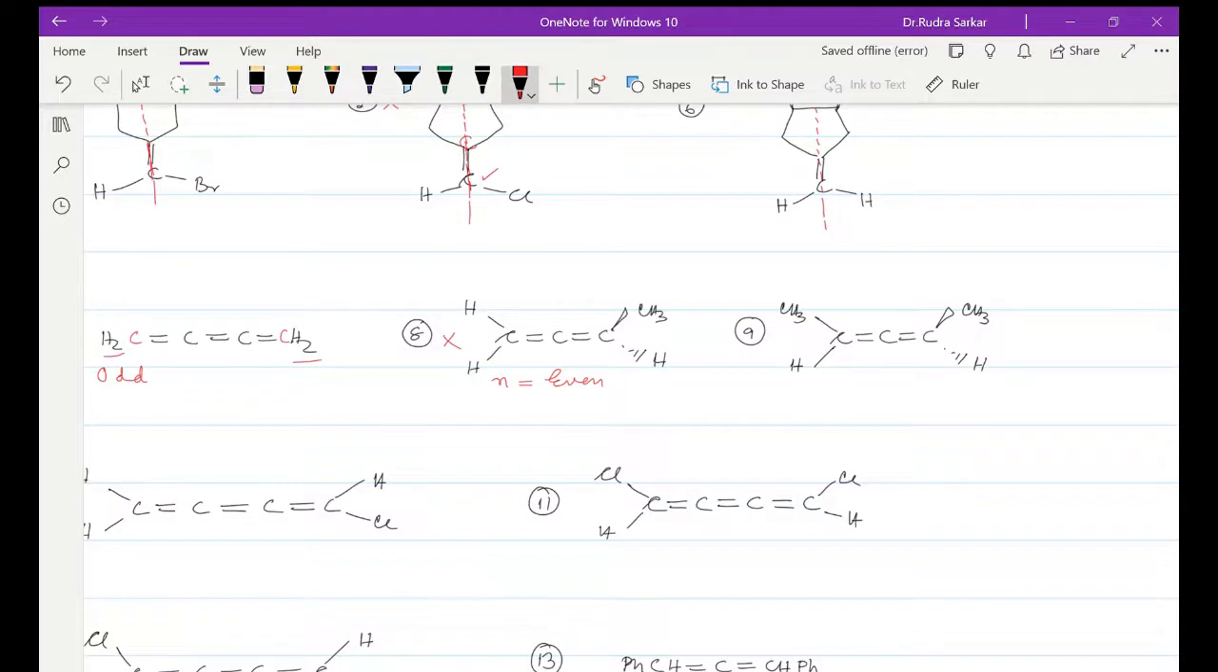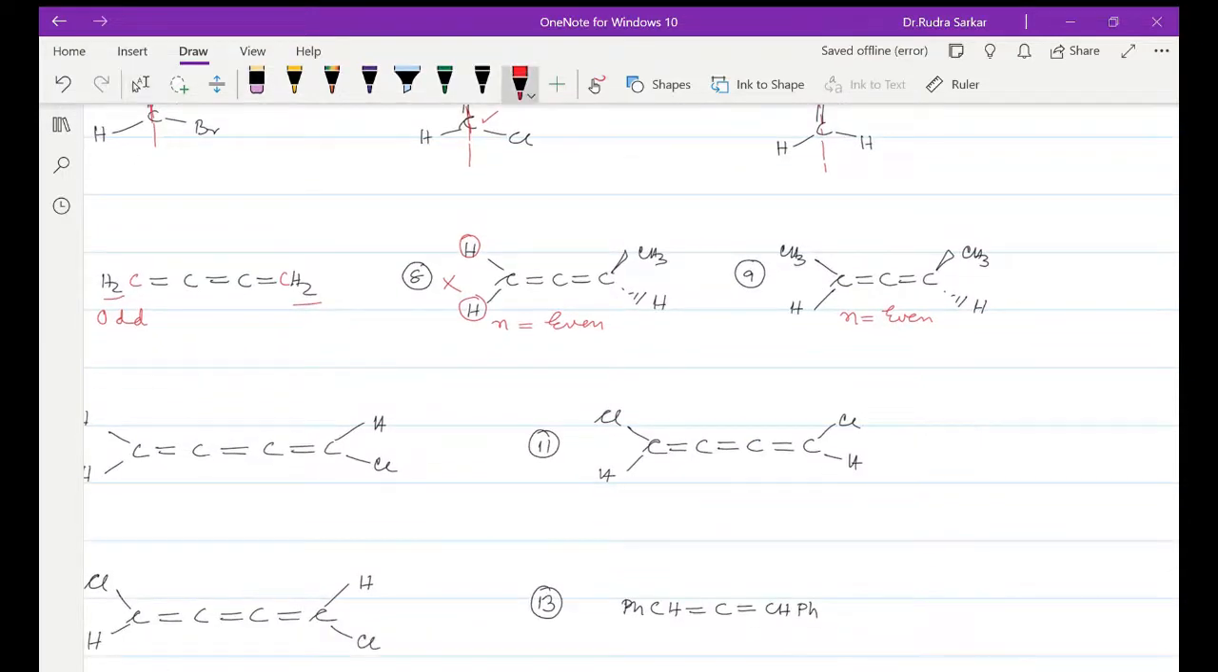Even OI will not be possible over here because this carbon has two hydrogens. However, in this case, n is again even, so out here geometrical isomerism is not possible, but optical is possible. So we will say GI is not possible, but optical isomerism is possible.